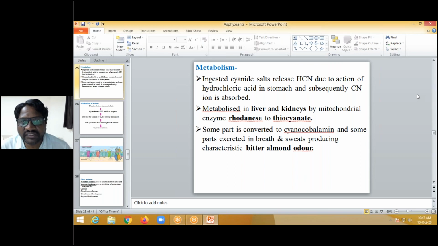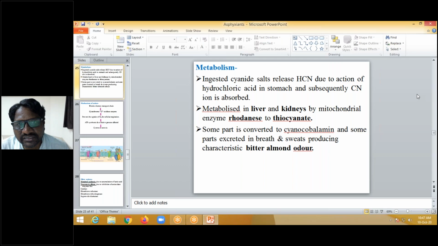The ingested cyanide is metabolized in the liver and kidneys by mitochondrial enzymes like rhodanase to thiocyanate. So thiocyanate is a stable product in the metabolism, and some part is converted to cyanocobalamin, and some part is excreted in breath and sweat, producing the characteristic bitter almond odor.